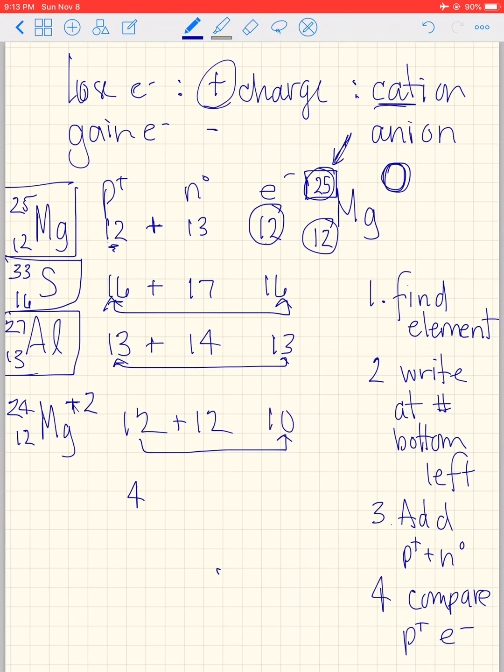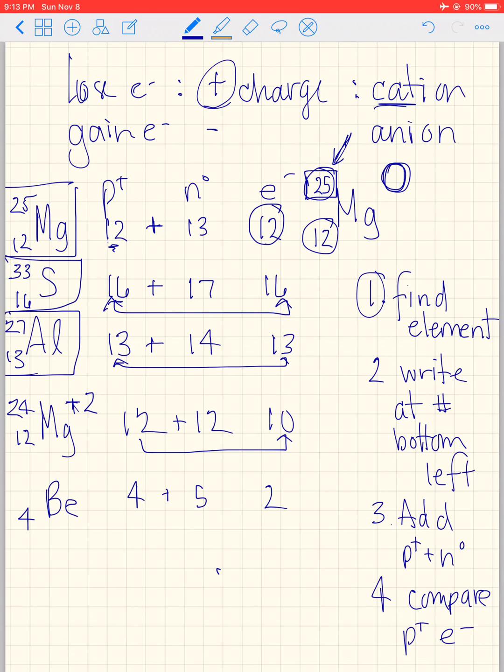4, 5, and 2. First thing I do is I find the element that it is, and I'm going to write it down. Element number 4 is beryllium. Next thing I do, I write the atomic number at the bottom left, so I'm going to have a 4 here, and then I add the protons and the neutrons.